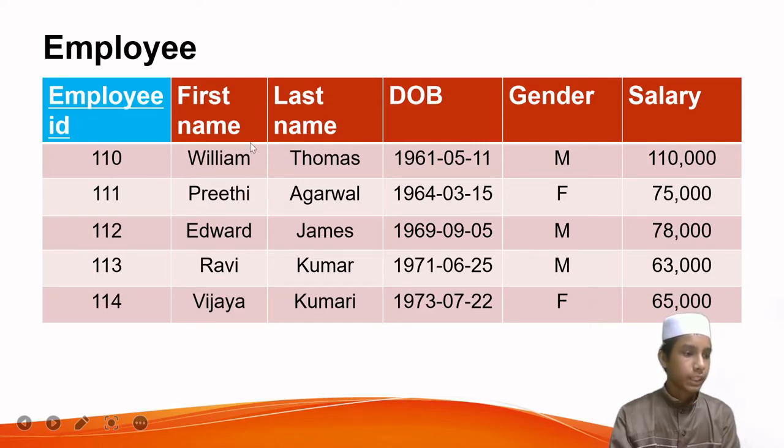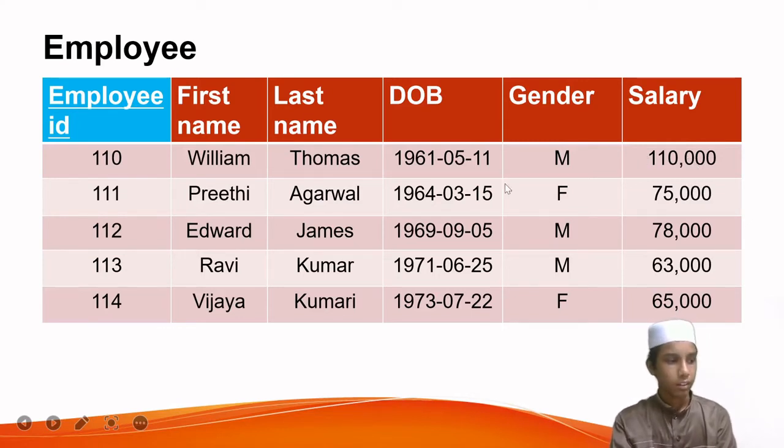The first name is William, the last name is Thomas. William Thomas was born in 1961, his gender is male, and his salary is 1,10,000. His employee ID is 110. So we are storing the specific information about each employee.